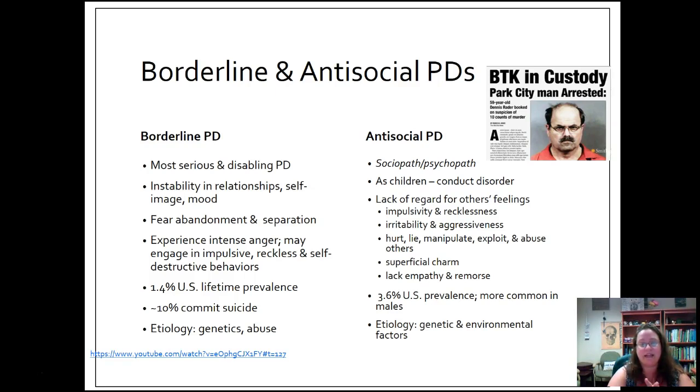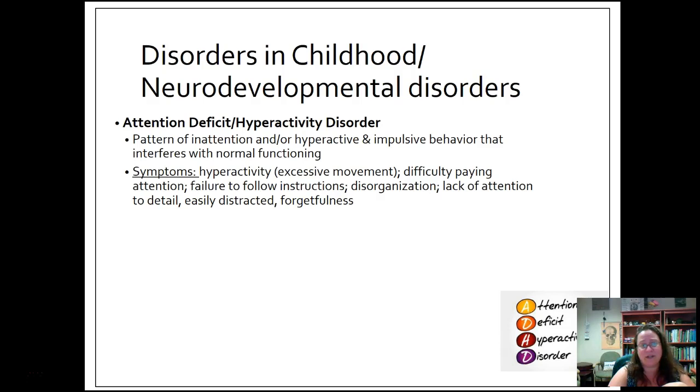The BTK killer, Dennis Rader, was very high in psychopathy, very antisocial personality. And the way he described committing murder was how we might describe going to the grocery store. Like I might say, I picked up a head of lettuce, and he might say, I murdered somebody. He just doesn't have any empathy or sympathy for these individuals. So that's one of our personality disorders.